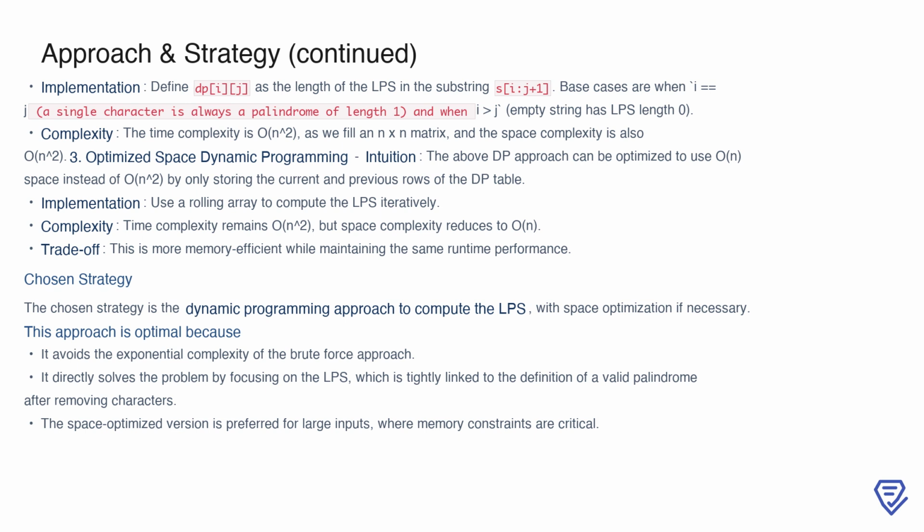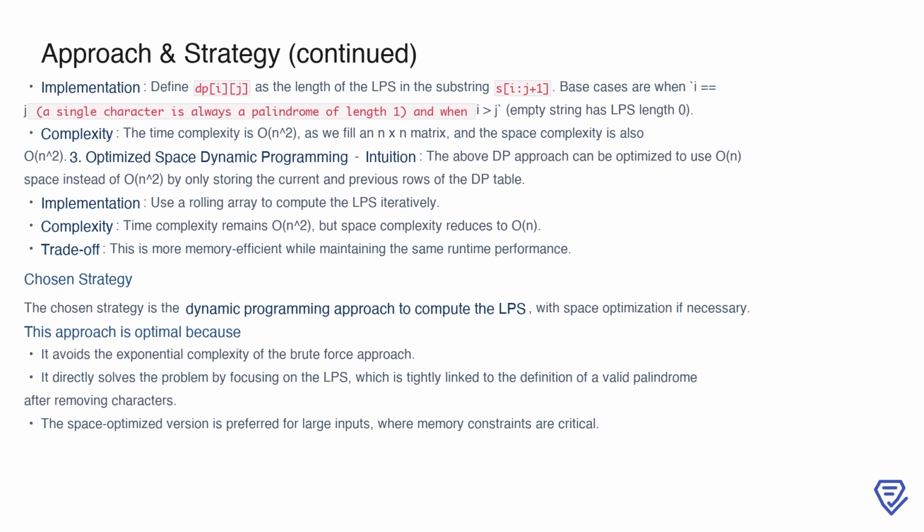Dynamic programming is implemented by defining a table dp[i][j], where each cell stores the length of the LPS for the substring starting at index i and ending at index j. The base cases are straightforward. A single character is always a palindrome of length 1, and an empty substring has an LPS length of 0. The algorithm then fills the table iteratively for all possible substrings, using the relationships discussed earlier.